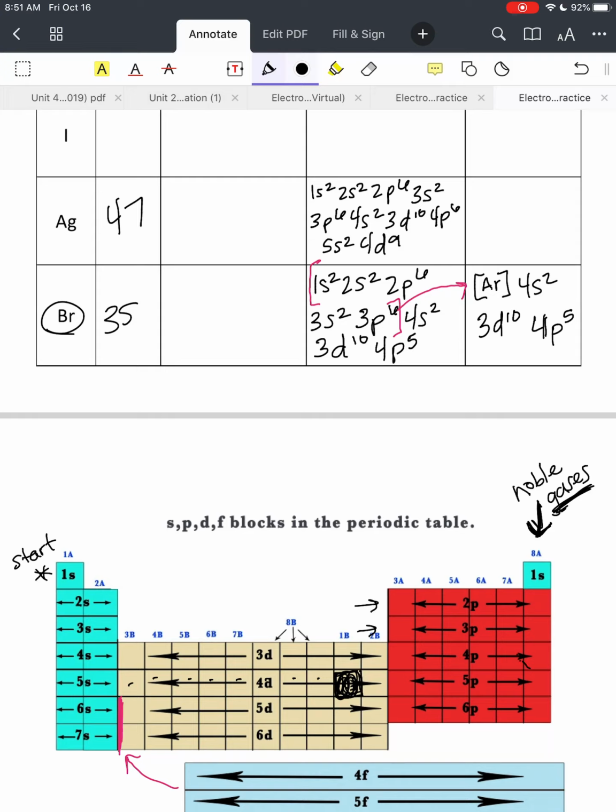So now if I want to do my noble gas configuration, remember I'm going to go up a row, and go all the way over till I find this noble gas right here. What noble gas is that? That is krypton. So I'm going to put Kr in my brackets for krypton, and then I can just start on this next row. So all I'm going to write is 5s2 and then 4d9.